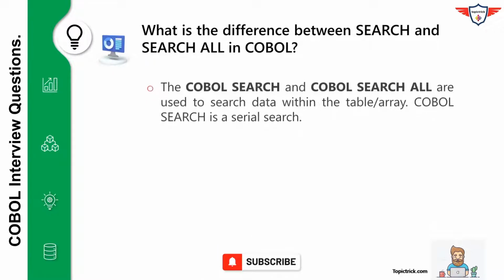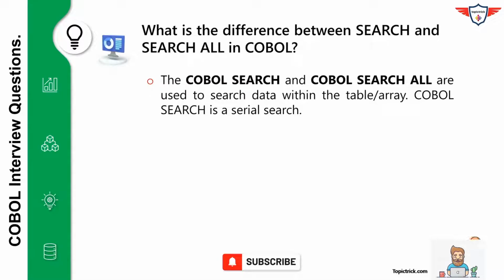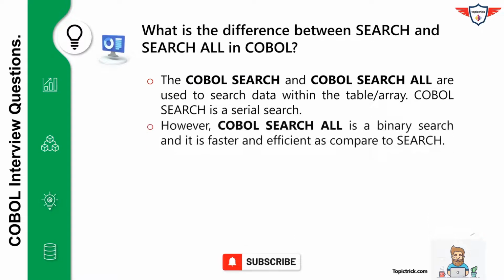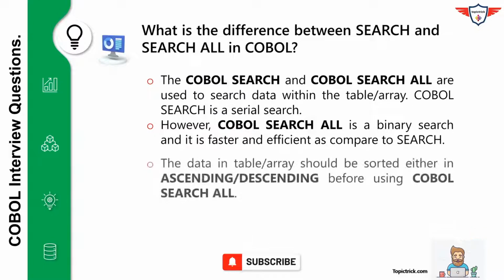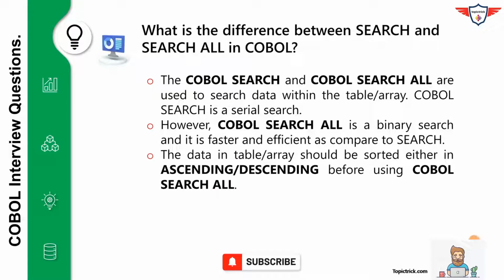What is the difference between COBOL search and search all statement? The COBOL search and COBOL search all statement are used to search data within the array. COBOL search is a serial search. However, COBOL search all is a binary search, and it is faster and more efficient as compared to search. The data in table/array should be sorted either in ascending or descending order before using COBOL search all.